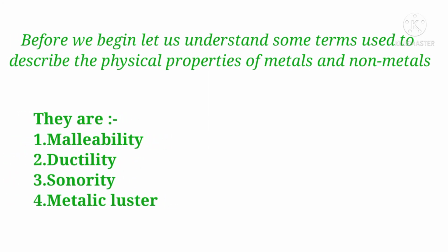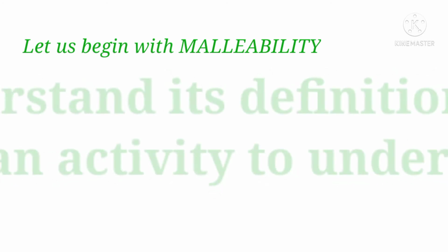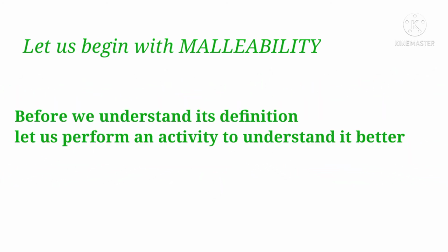Before we begin, let us understand some terms used to describe the physical properties of metals and non-metals. They are malleability, ductility, sonority, and metallic luster. Let us begin with malleability. Before we understand its definition, let us perform an activity to understand it better.